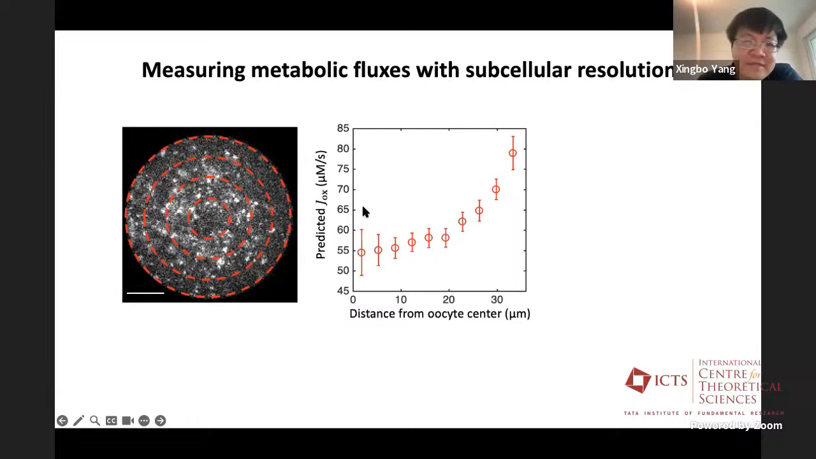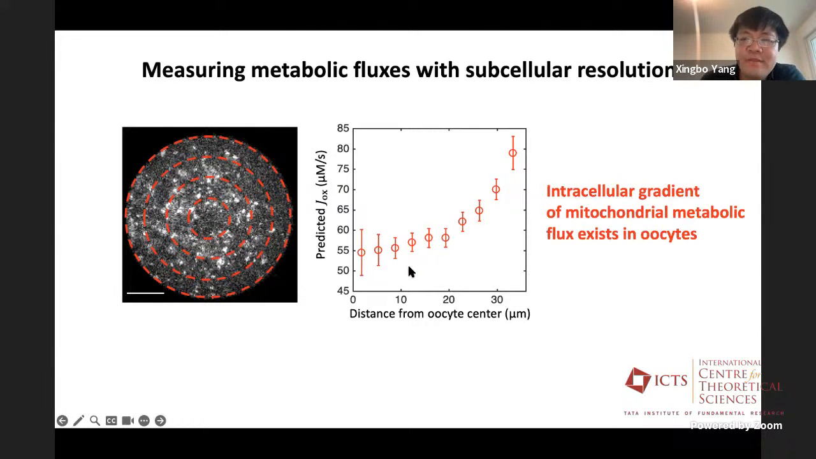These are the results. I predict that the oxygen consumption rate is higher towards the cell membrane and lower towards the cell center. So there is an intracellular gradient of mitochondrial metabolic flux, precisely electron transport chain flux, or OCR, that exists in the oocytes. Mitochondrial OCR is not just a homogeneous quantity; there is an actual spatial pattern. So the idea is, what causes this gradient? Maybe I will stop here, it's an open question. If you want to know what experiments we've done to try to solve this, you can go into our publication. This is being published.